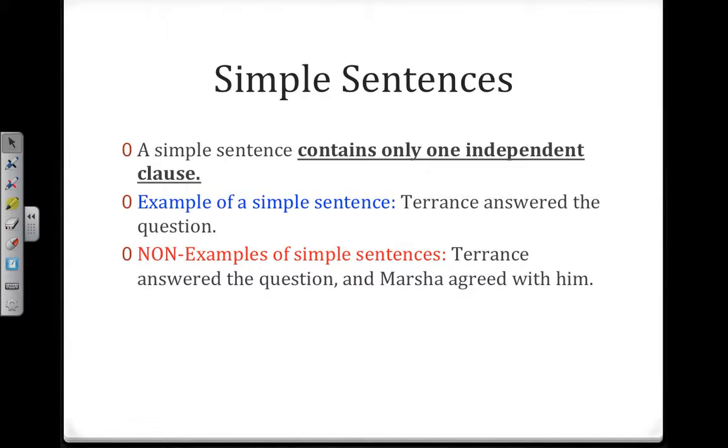If we take a look at this non-example, we will see that I have 2 subjects, Terrence and Marcia, and 2 verbs, answered and agreed. Therefore, I have 2 independent clauses. That is not the case for a simple sentence. A simple sentence should only have 1 subject, 1 verb, such as in the example, Terrence answered.